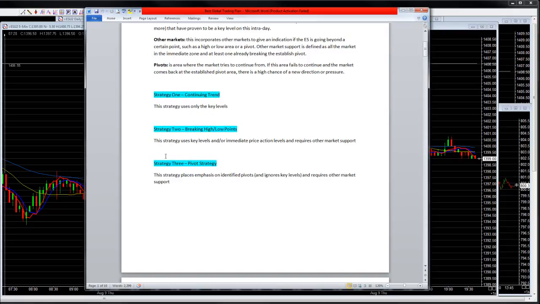Strategy 2 is breaking the highs and lows, so that involves again the directional trade, the first directional trade of the day, which I try to get on, and then the breakout trades that involve other markets, but again it's very systemized as to how I involve other markets and what I interpret as support from the other markets. And then strategy 3 is based on new directional pivots within the markets.